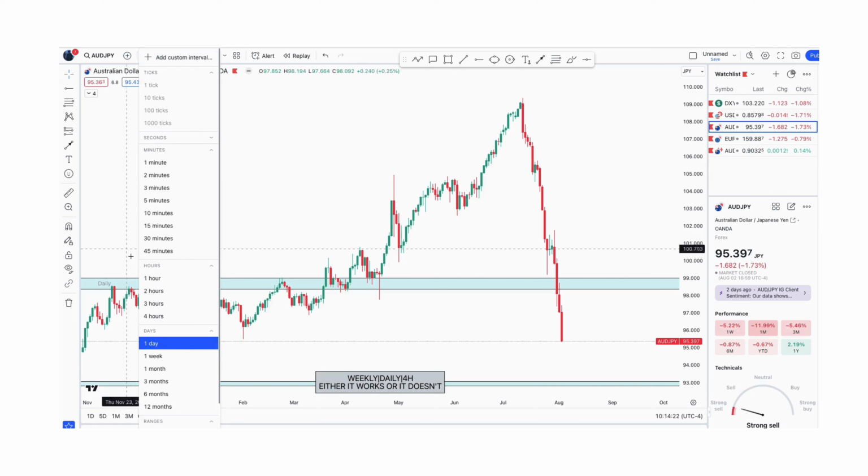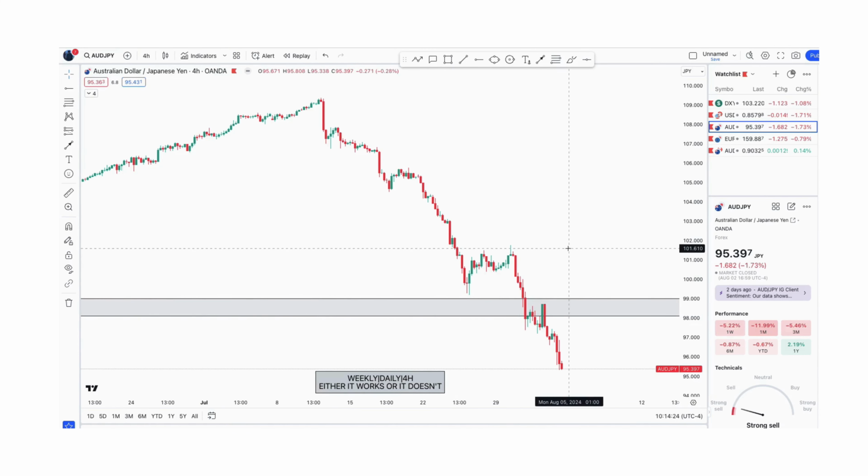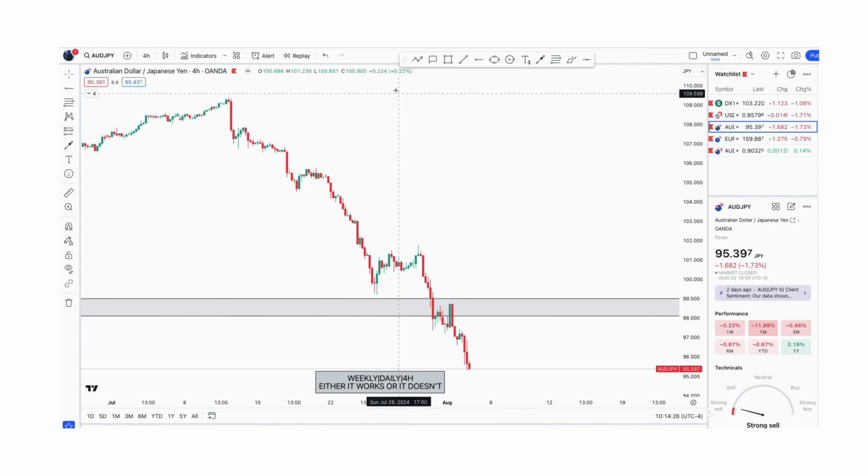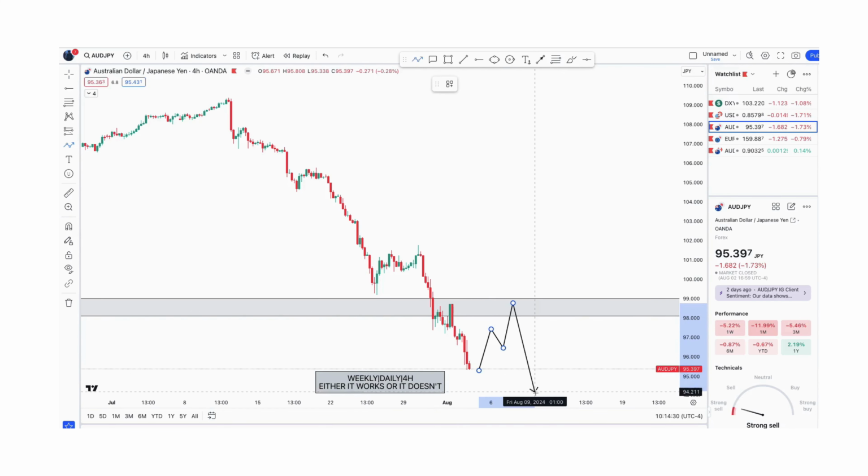So drilling into the 4-hour time frame, we'll get an entry. We have that area identified here. So we'll see if price can pull back into this area before going back short. And that's going to be AUD JPY going into this week.